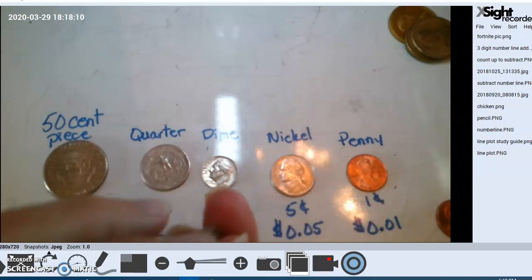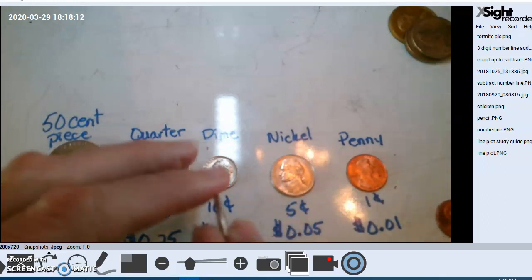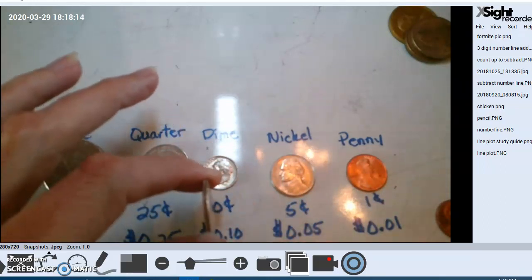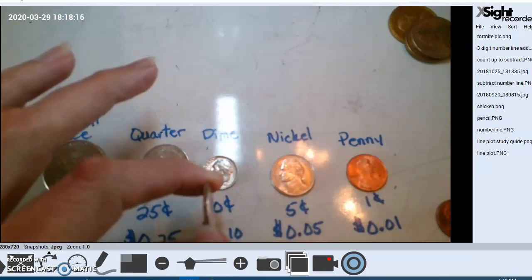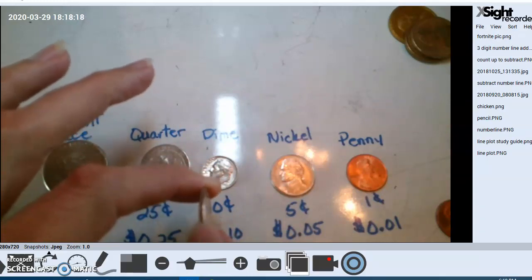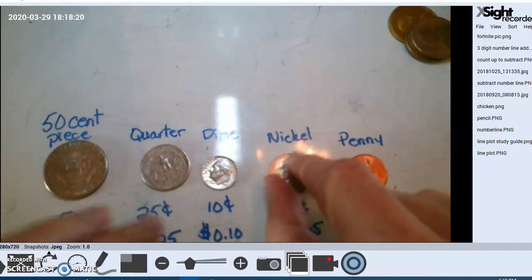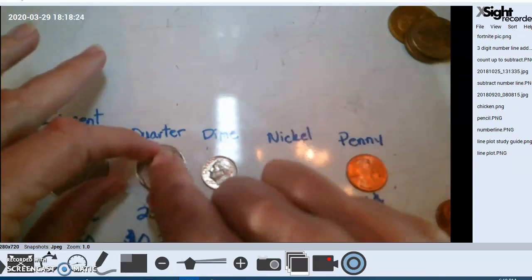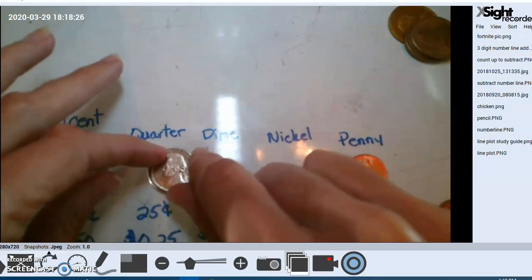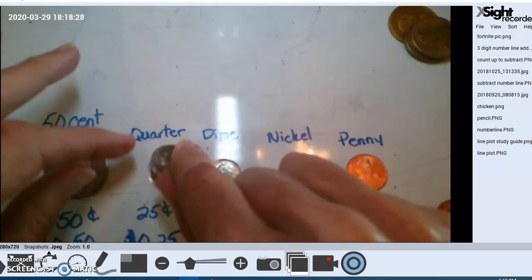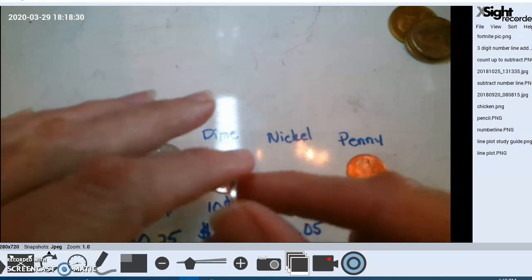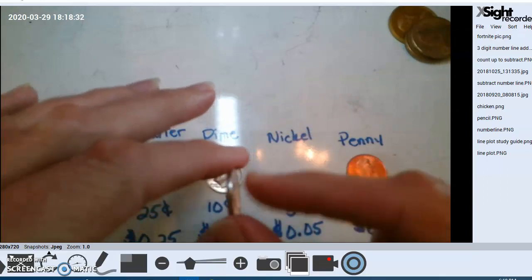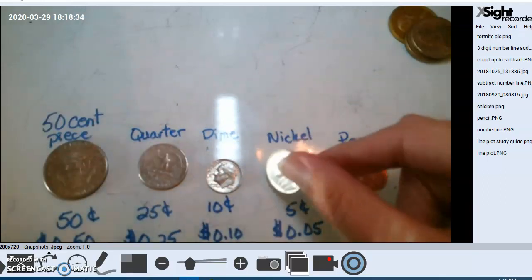Quarters are interesting because, I want you to ask your parents if you can look at a quarter, and I want you to notice the difference between a quarter and a nickel. A quarter has a rough edge. A nickel, which is a little bit smaller than a quarter, if I line those up, it's a little bit smaller, and it has a smooth edge. So that's one way to tell the difference.